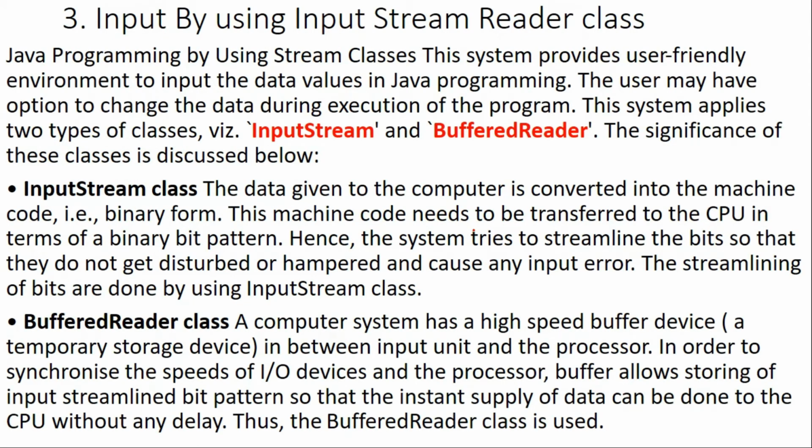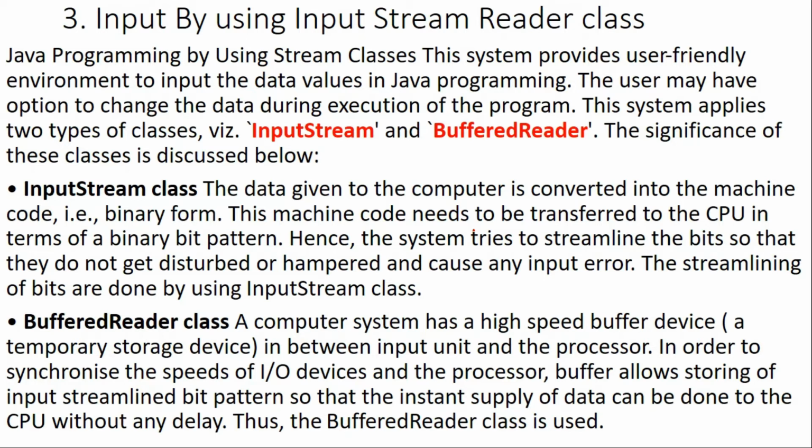Third way is input by using input stream reader class. Now in Java programming, by using stream class, this system provides a user-friendly environment to input the data values. The user may have the option to change the data during execution of the program. This is the main part. This system applies two types of classes. One is input stream and second is buffer reader. The significance of these classes is discussed below.